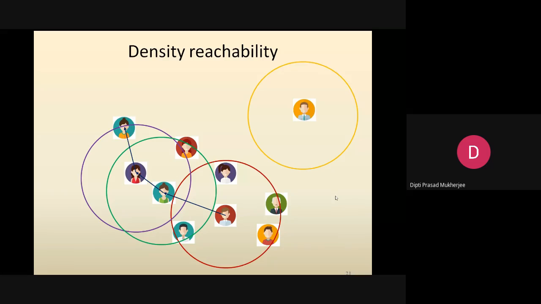So, any question? Is the objective clear? Yes. Yes, sir. So, how is this similar to the knowledge graph?